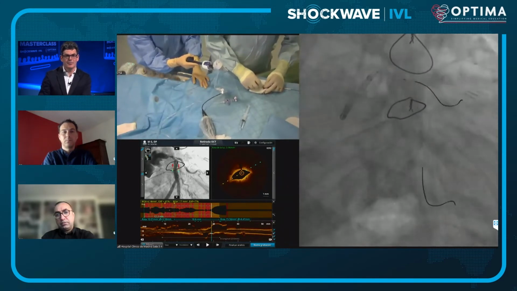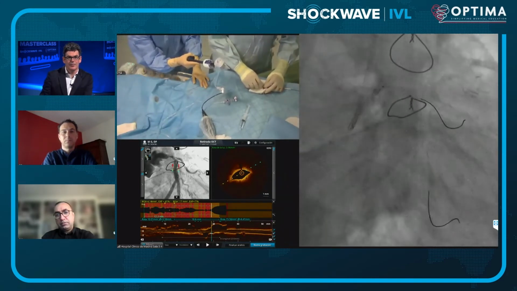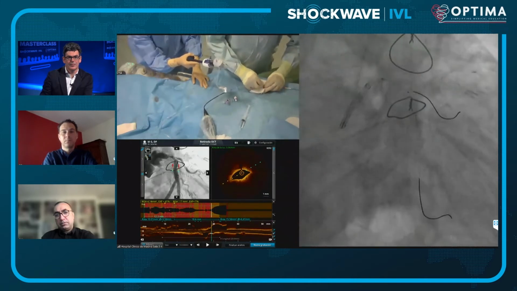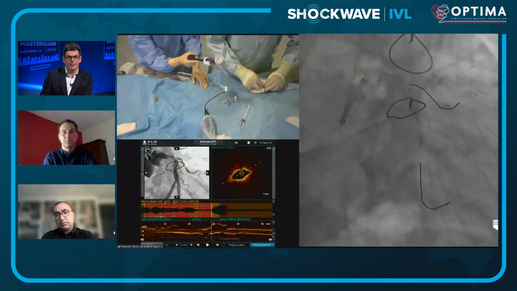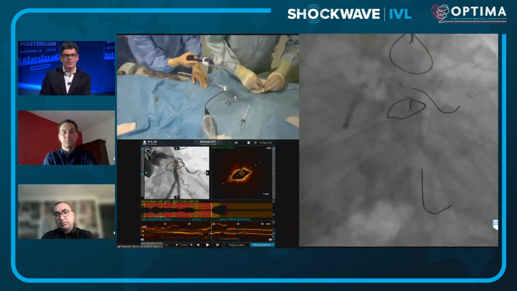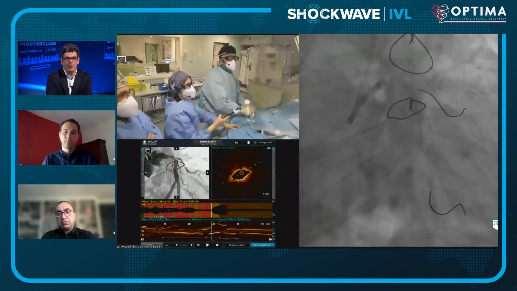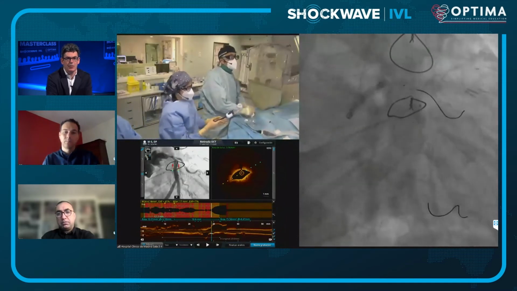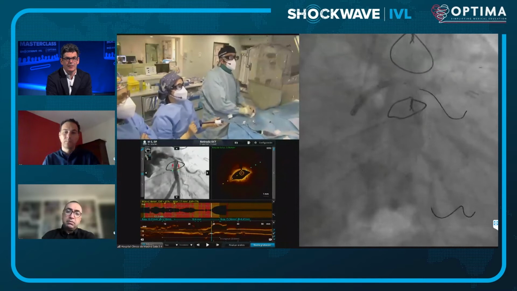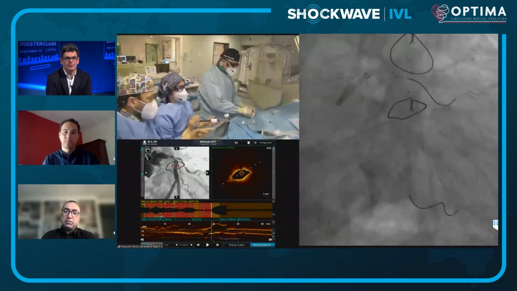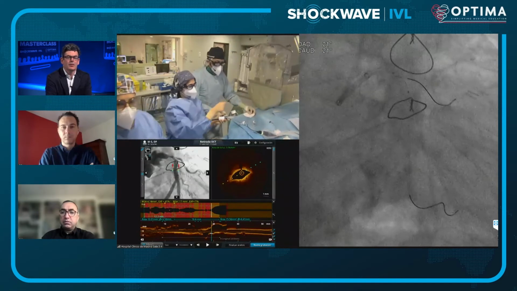I feel a bit of resistance. I can see because I have my wire in that small obtuse marginal that I still have not crossed. I'll try to advance it a bit more, not forcing too much because I don't want to damage the device. So not too much. This is good. Not too much force required there. Yeah, it was quite all right. We're using a 7 French guiding catheter from the right radial artery.